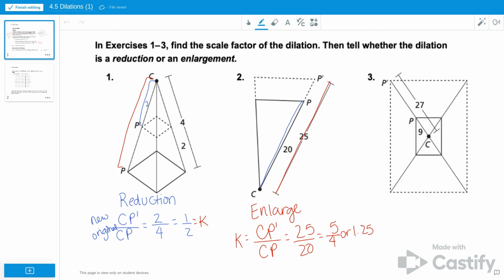So then the last one here. So my CP is 9. That's my original. And then CP prime is 27. So clearly it got larger here, so it's an enlargement. And then CP prime over CP. So that would be 27 over 9. So my K value is 3. So it got 3 times larger.